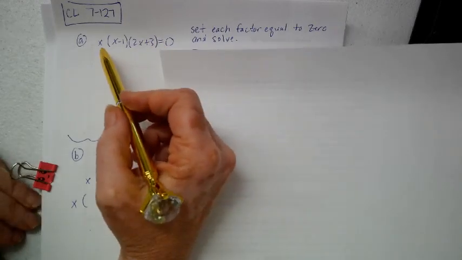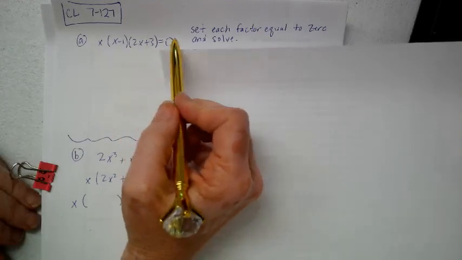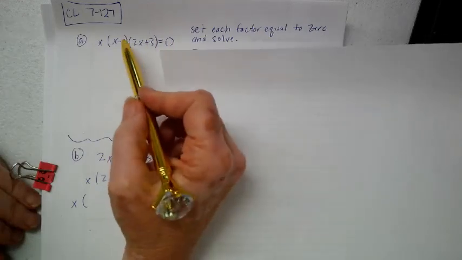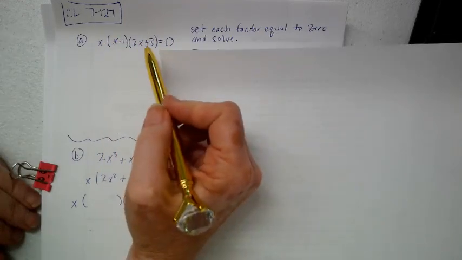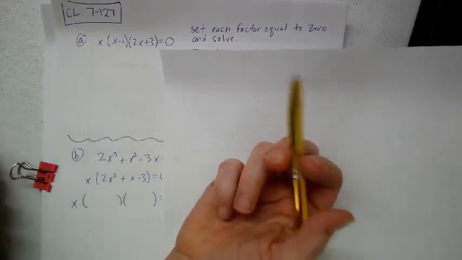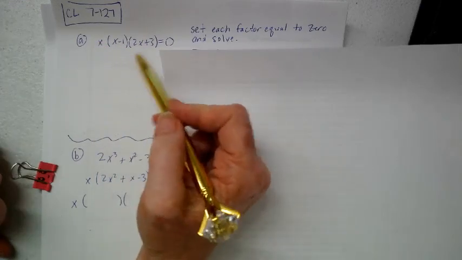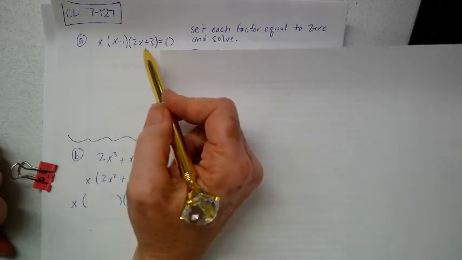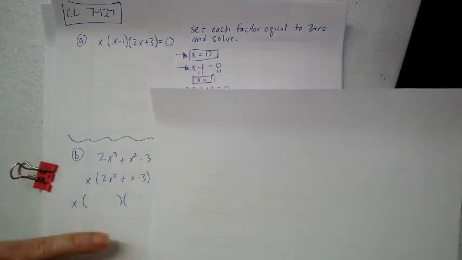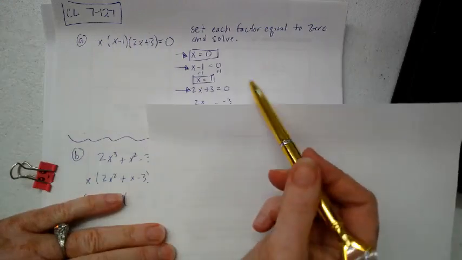Zero product property says that if something times something times something equals 0, well, one of these things has to be 0. The only way you can get an answer of 0 in a multiplication problem is when you multiply by 0. So we know we're going to set x equal to 0, we're going to set x minus 1 equal to 0, and we're going to set 2x plus 3 equal to 0. So I just set each one of them equal to 0.